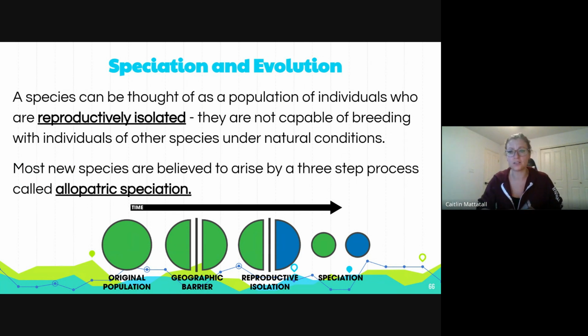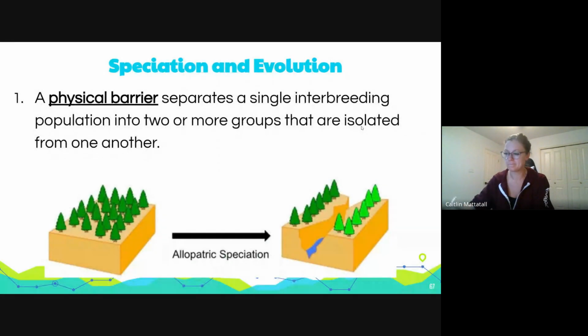There are 3 steps to this process. You will need to know the 3 steps. I can't remember if it's for your quiz or for your exam when we get back after the break, but star these 3 steps coming up. All right, so step 1, you need a barrier. So you need geographical isolation where you are separating the population into 2 different groups.